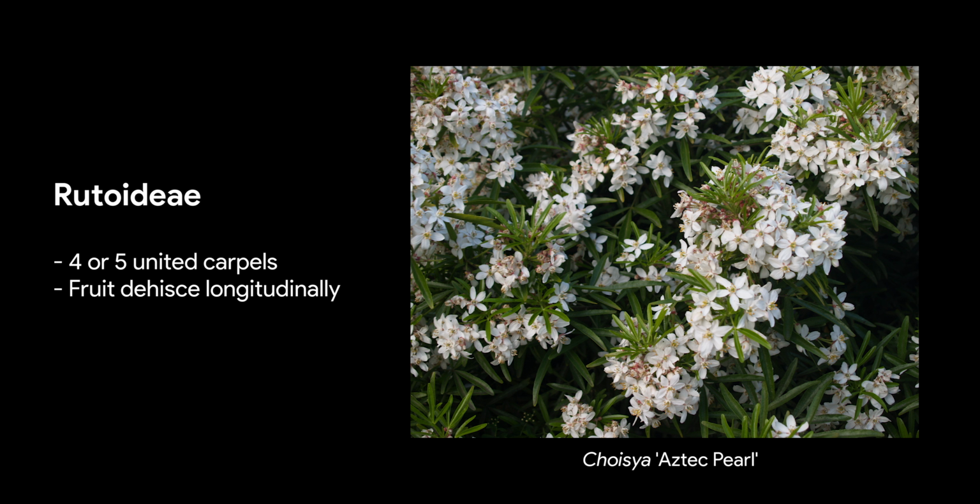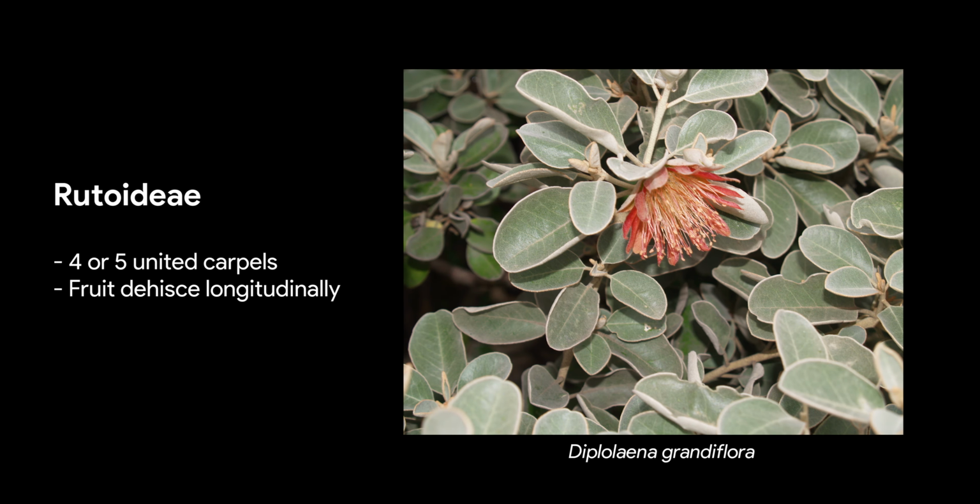Rutoideae flowers have 4 or 5 carpels, often united by the style. When ripe, the fruit splits longitudinally and drops the seeds. Spathelioideae is a less significant subfamily. Its fruits are a drupe. Oil glands occur on the leaf margins. And there are 9 genera, which includes Spathelia.